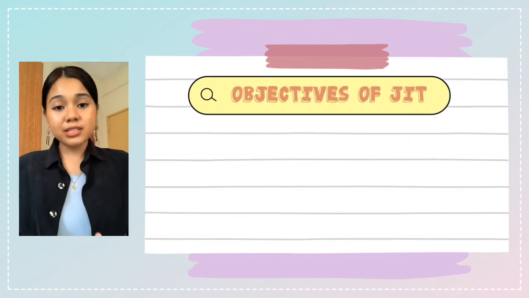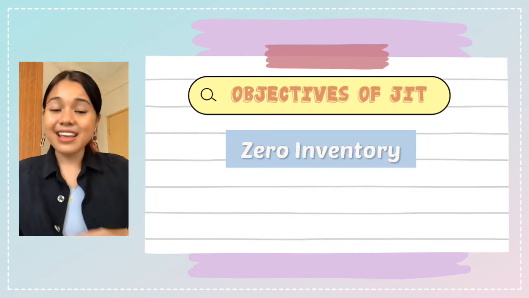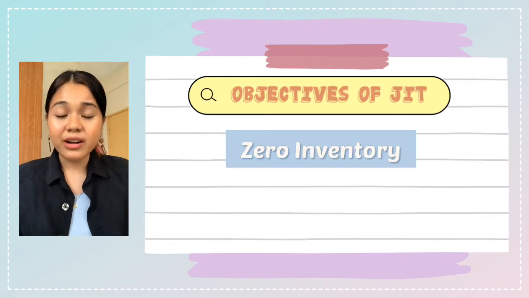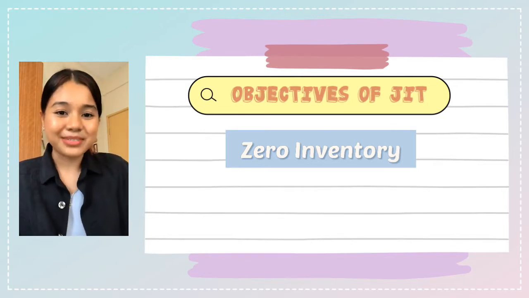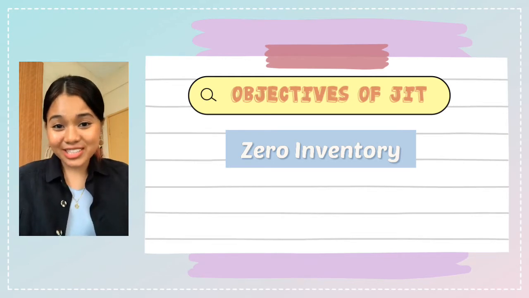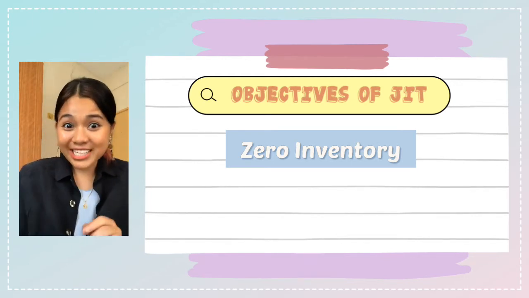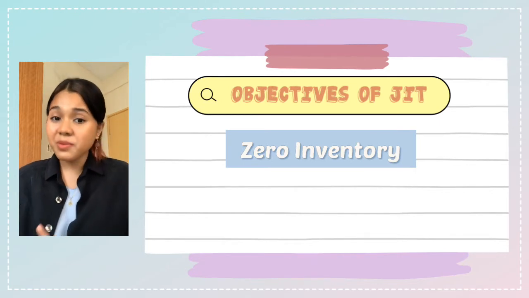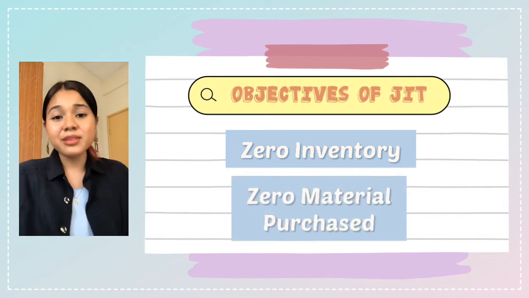The first objective of just-in-time is zero inventory. It means that there is no inventory stored, where the production is processed only if there are orders from the customers. The second one is related to what I said just now. When there are no orders from the customers, it means there is also no production, which means there are no materials to be purchased. That is the second objective, which is zero material purchased.